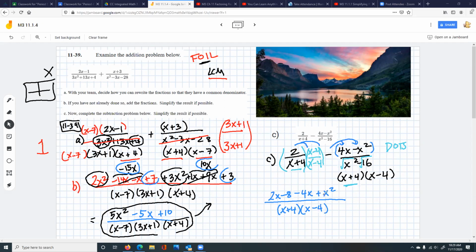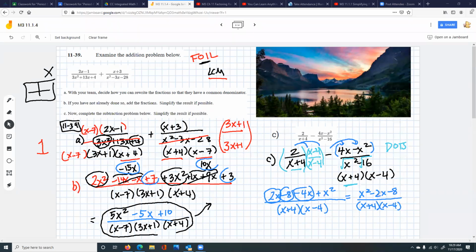And so what do we have here? We have x squared first. And then let's combine our like terms. 2x minus 4x is minus 2x. And then lastly, we have minus 8 over x plus 4 times x minus 4.